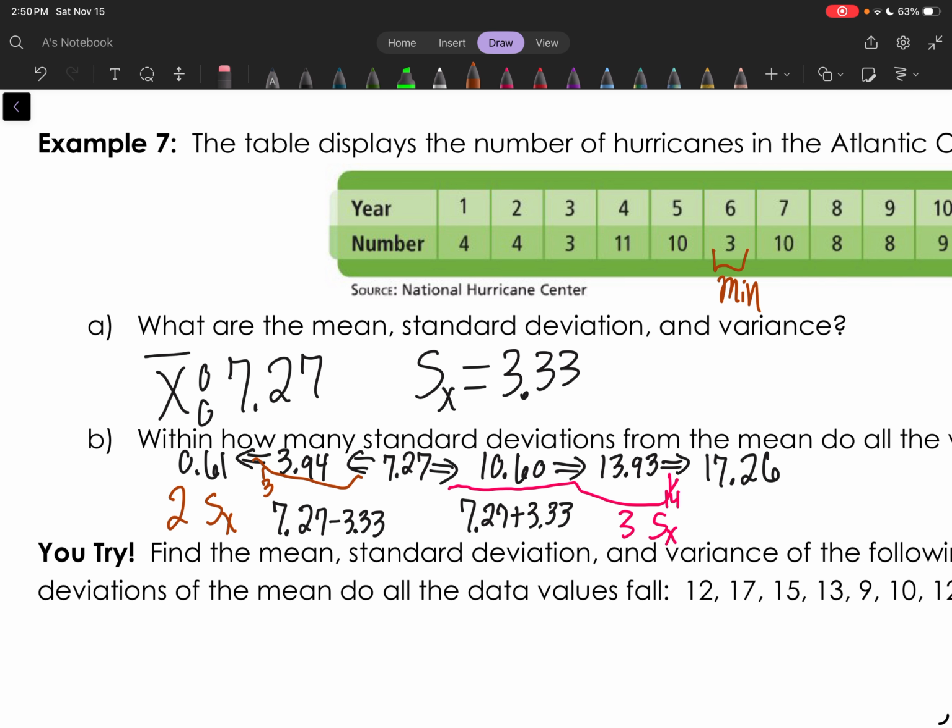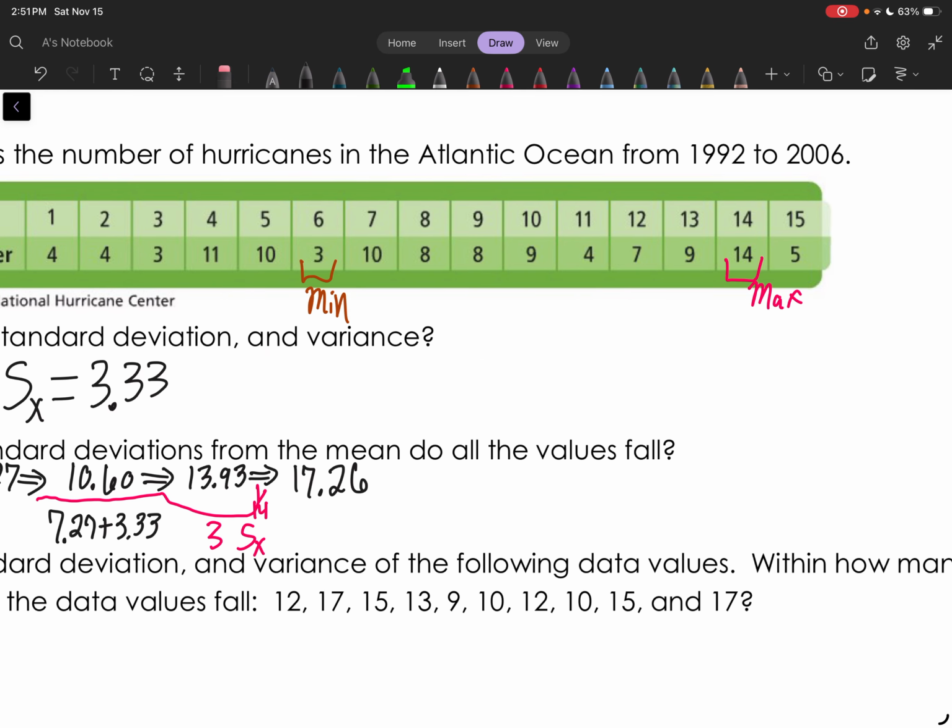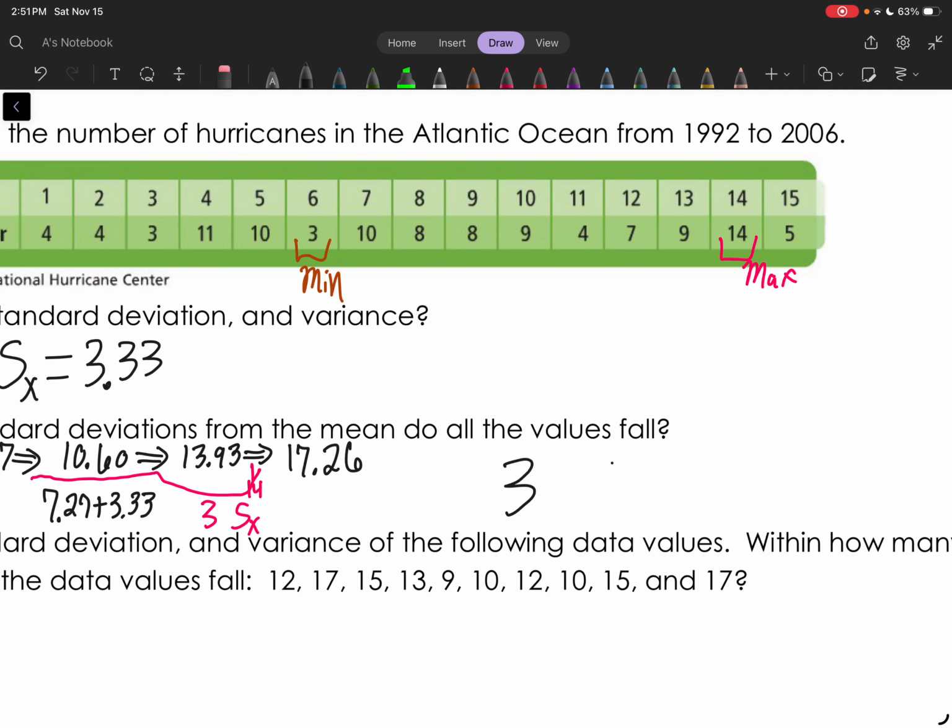Now the reason why I needed to go in both directions is that I'm asked within how many standard deviations from the mean do these all fall. What that means is I need to pick the higher of the two numbers I just found. 3 is bigger than 2. So, 3 standard deviations.